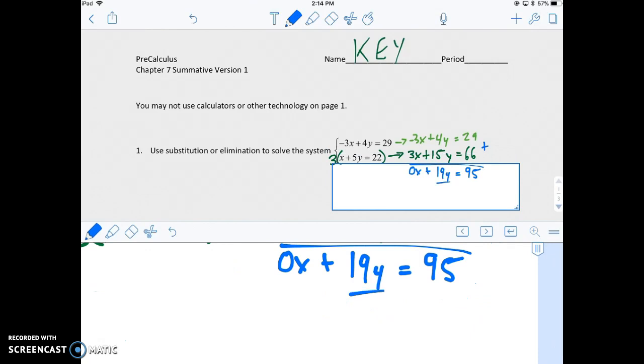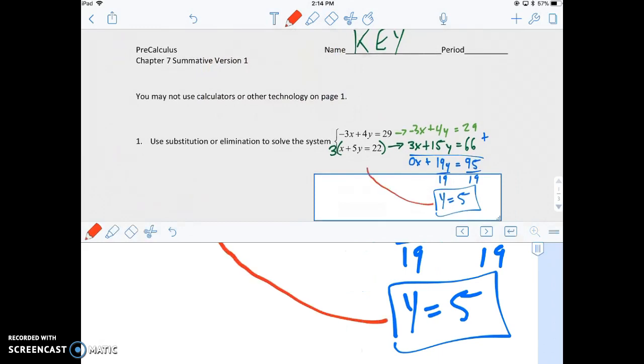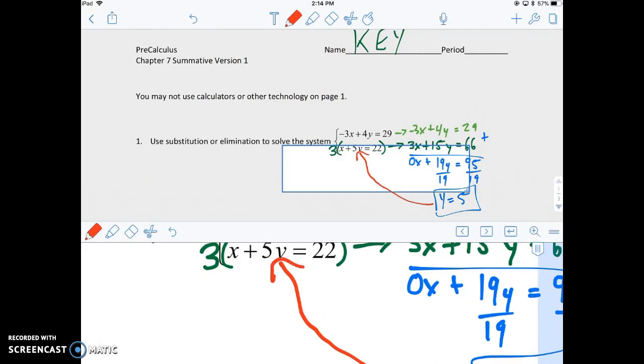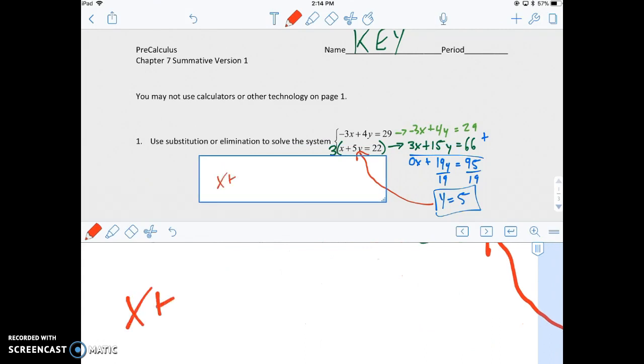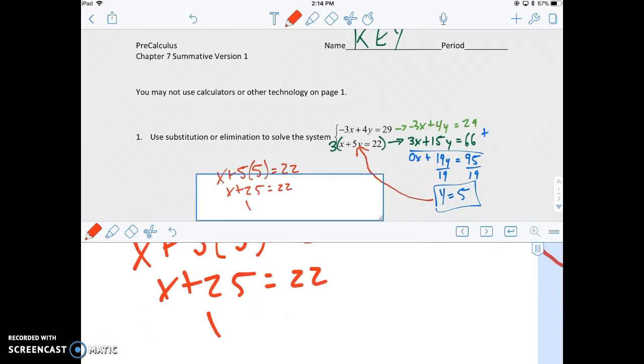If I divide this by 19, I get y equals 5. So that's great. I have y. Remember, for a system of equations, I also need x. So what I can do with this 5 is plug it in right there for y. It's going to tell me that x plus 5 times 5 equals 22. So x plus 25 equals 22. And subtracting 25, you get x equals minus 3.